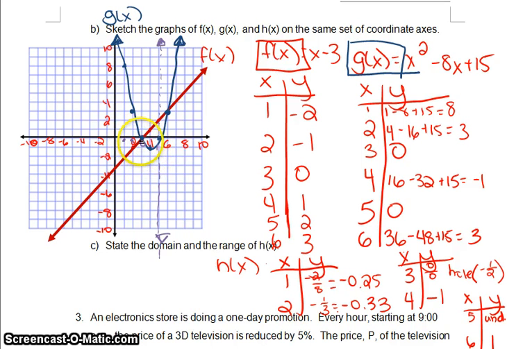And this will probably make sense because if you guys remember with reciprocal functions, it'll approach that horizontal asymptote, but it'll never cross it. Our next one there is at 4 and negative 1. Then we have an asymptote at 5. At 6, we are at positive 1.